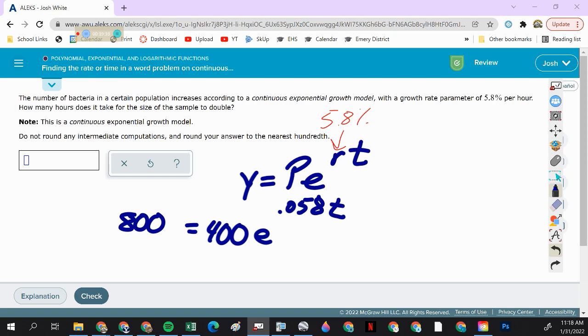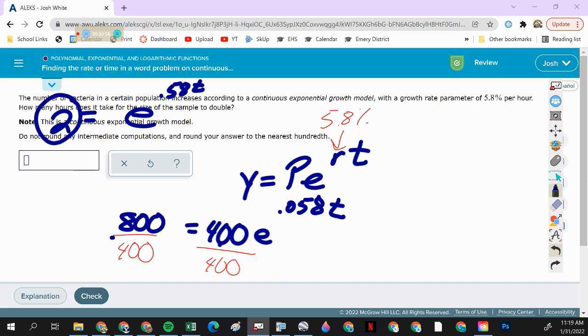So how do I solve this? Divide by 400, and I get 2 equals e to the 0.058t. Now, if I would have used 7 and 14, would this number be any different? No. If I used 100 and 200, 1 and 2 wouldn't have mattered. So you can choose any amount you want for the doubling, and when you divide, you're going to end up with 2. Now what?